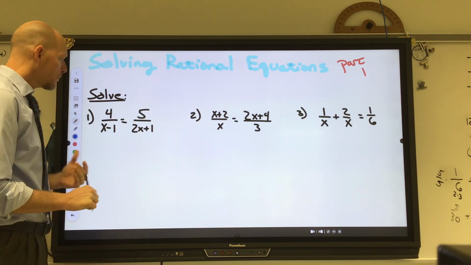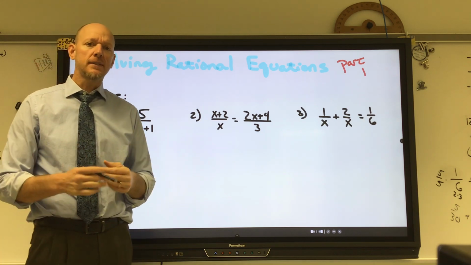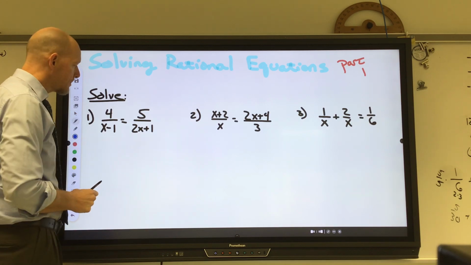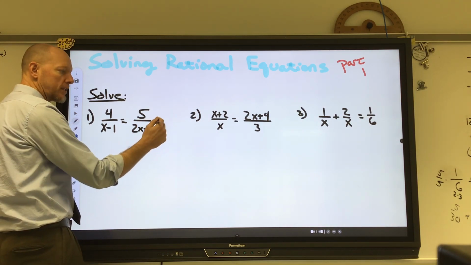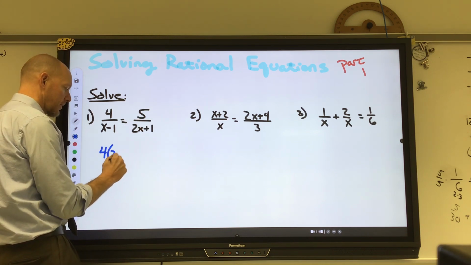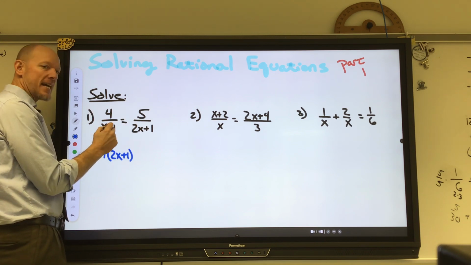So when we see that we have a fraction equal to a fraction, we can use that concept of cross multiplication, or however you want to reference it. What we can do is envision that we're multiplying both sides of the equation by 2x plus 1, and then multiplying both sides of the equation by the x minus 1.